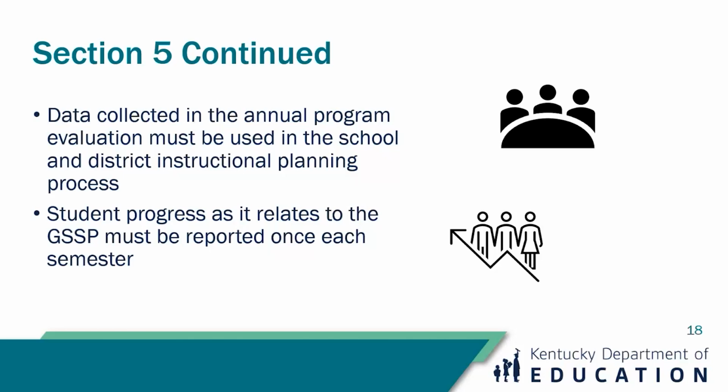The last part of Section 5 deals with progress that needs to be reported. And this isn't just progress that we would have in our regular type of report card progress. This is progress that's specifically related to the Gifted Student Service Plan. How are students progressing as it relates to the services that are being offered through the GSSP? And the regulation says that this progress needs to be reported once each semester.